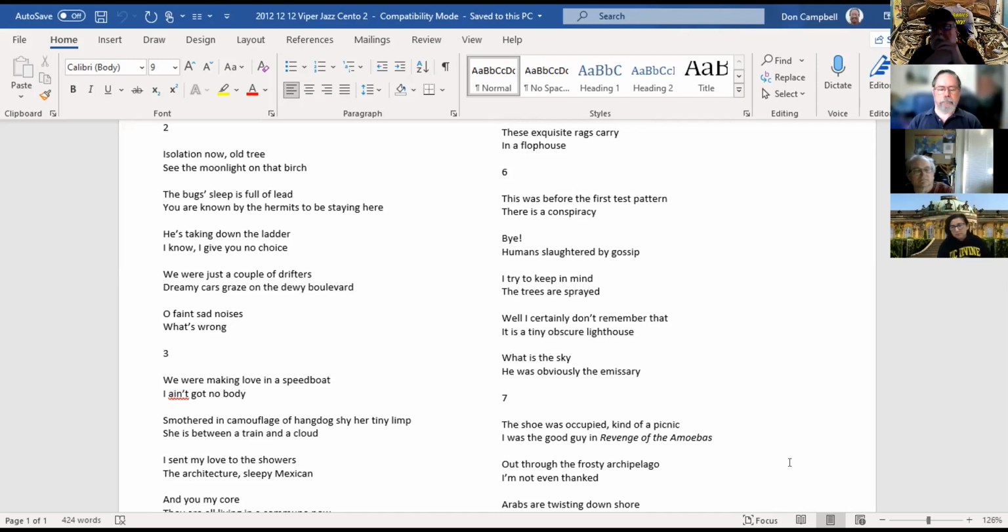All right, so it feels like it flows because this guy, he's got a conversational style. So it was an easy thing to do. And I was so jazzed about making a cento from Viper Jazz's first lines that I thought, I'll try this with the last lines and see if it's just as good. And it was almost just as good.